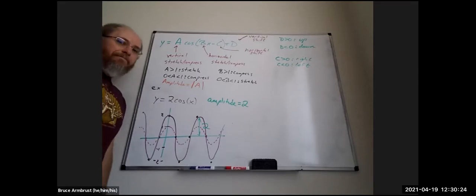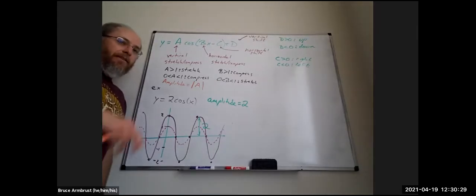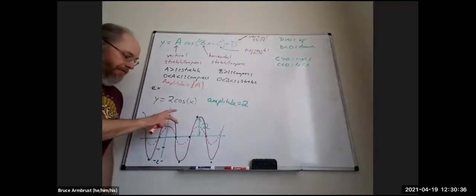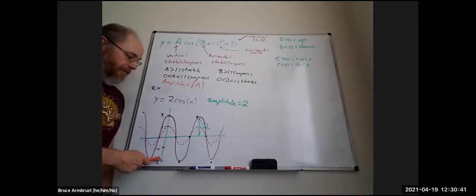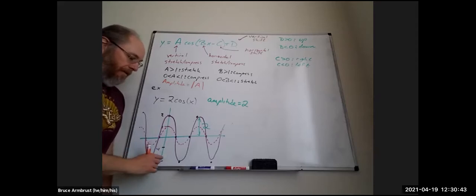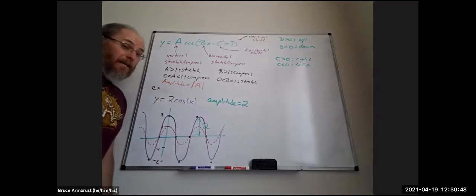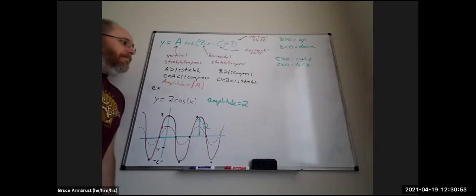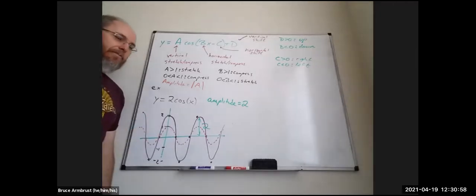So that's what A does. Changes the amplitude of this graph. It makes it so that it's taller or shorter. That's it. If it's negative, it flips it over. So we would have had a trough at the start instead of a peak, and then it would have gone up and down and up and down. Amplitude is still going to be determined by the absolute value. All right, so that's what A does. A changes the amplitude.